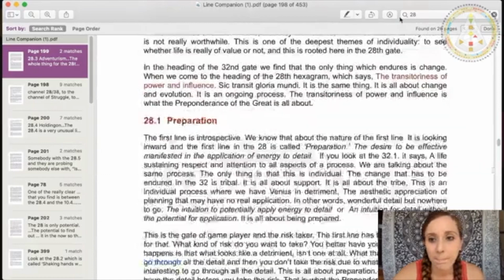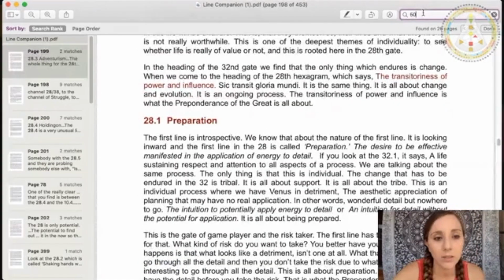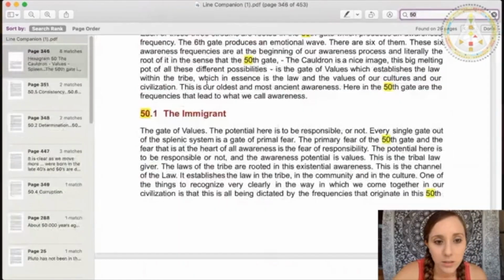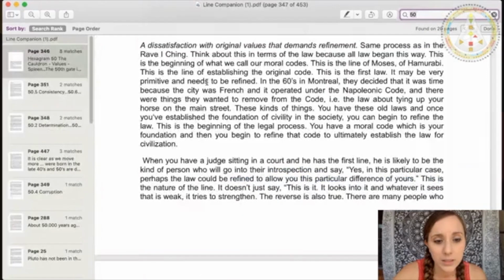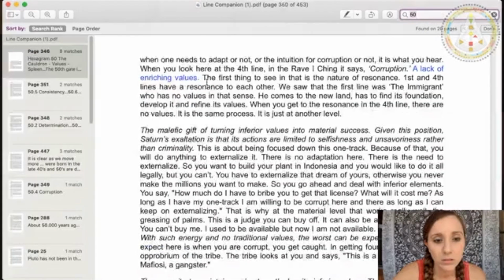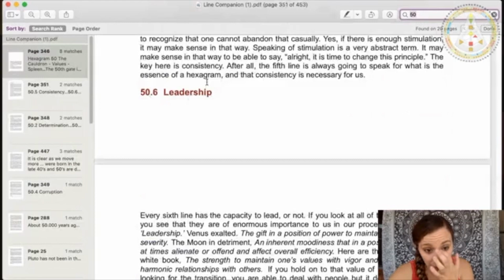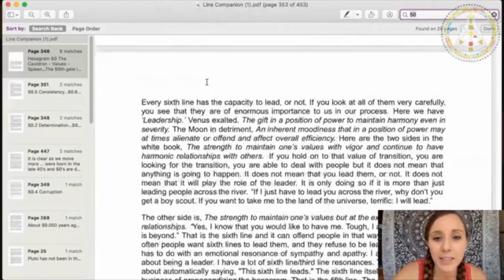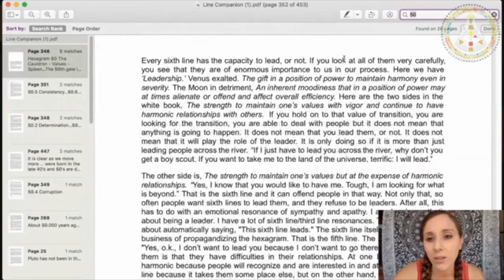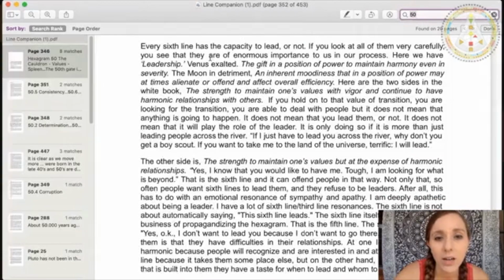Let's see what the 50 is called. So the 50.6 was called leadership. Every 6 line has the capacity to lead or not. If you look at all of them very carefully, you see that there is an enormous importance to us in our process. Here we have leadership, Venus exalted.